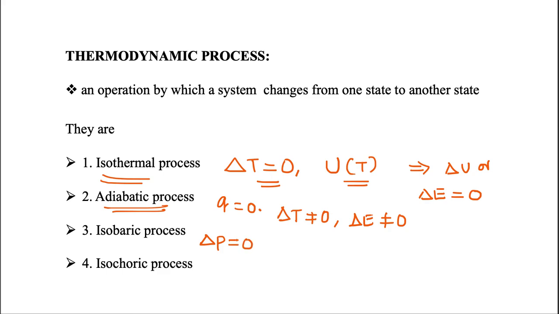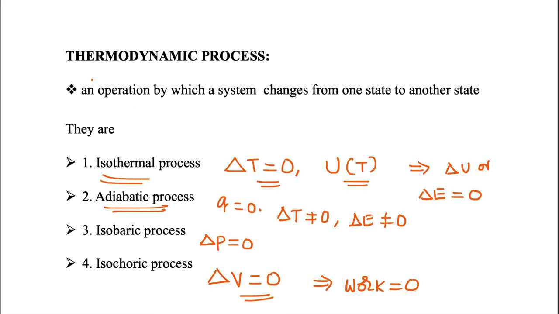And the isochoric process, an operation where reaching the final state from the initial state happens keeping the volume of the system constant. That is delta V equal to 0. Here work is equal to 0, because there is no displacement, and work is basically displacement. So there is no change in volume, and work is 0 in the isochoric process.